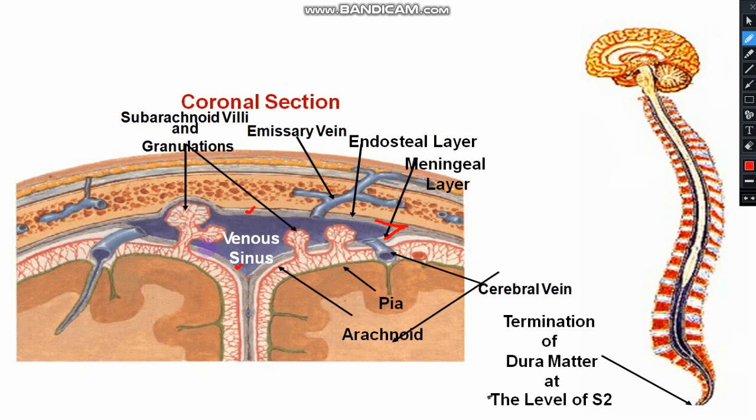And here we can see the subarachnoid villi and granulations, which are formed by the protrusion of the arachnoid mater into the venous sinuses, as well as the arachnoid villi protruding even into the outer layer of the dura mater. The function of these villi is to reduce pressure in the CNS and to absorb CSF, cerebrospinal fluid.